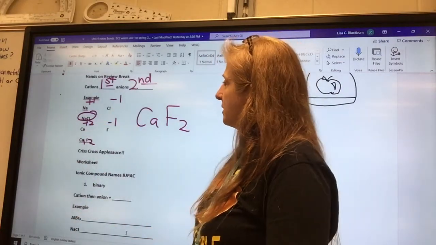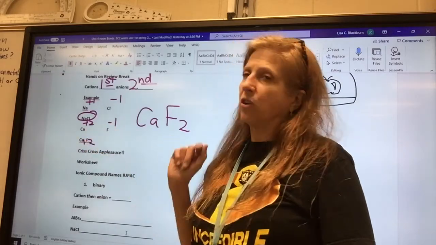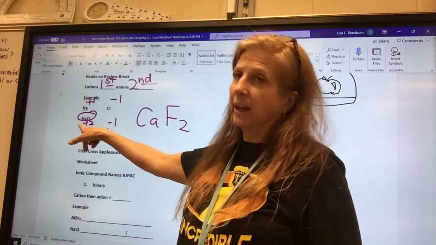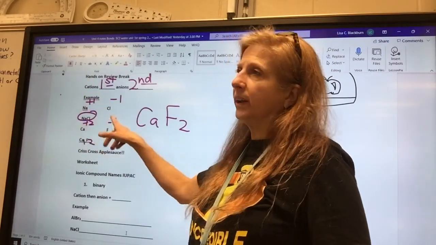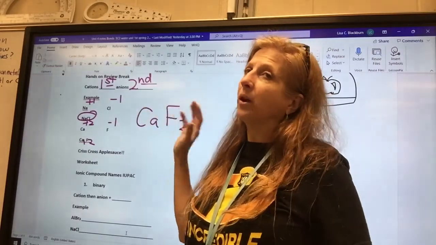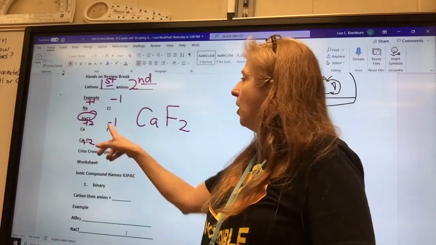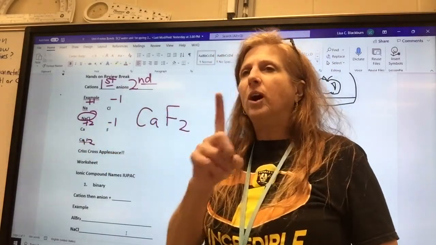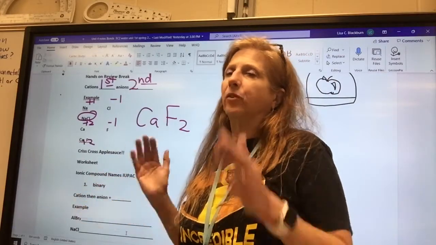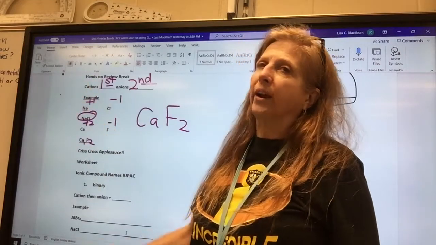So then this one was a little bit more complicated. We did the Lewis structure for calcium and fluoride, and calcium has 2 electrons, and fluorine has 7. So fluorine wants one more to have that octet to have 8, and calcium wants to get rid of both of those. Well, fluorine will only take 1. Fluorine doesn't want 9. That wouldn't make fluorine happy. Fluorine wants to have 8. So there has to be another fluorine.